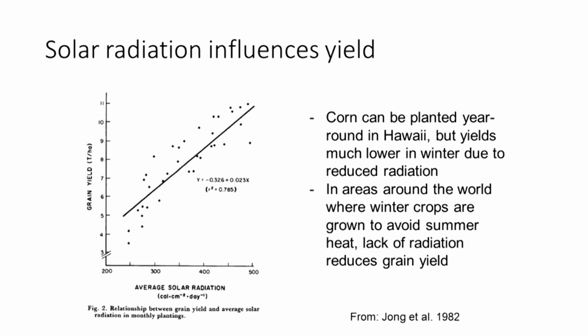Here's a figure from a scientific paper that shows this relationship really beautifully. This is from Hawaii, where corn can be grown year-round. Again, they never have frost. They have a 365-day frost-free period. What you see here on the x-axis is average solar radiation on a daily basis, and on the y-axis is corn grain yield. And you can see a very strong linear relationship. So, more sunlight, more yield.